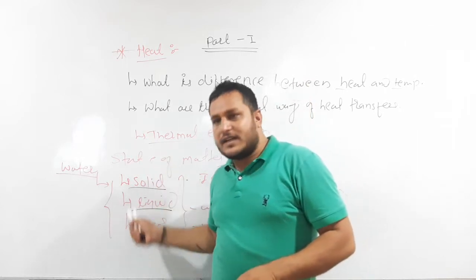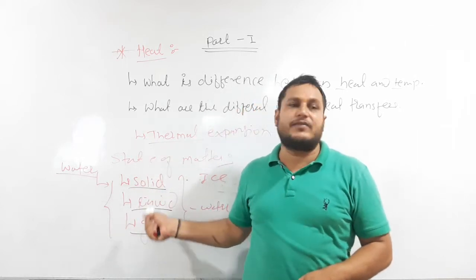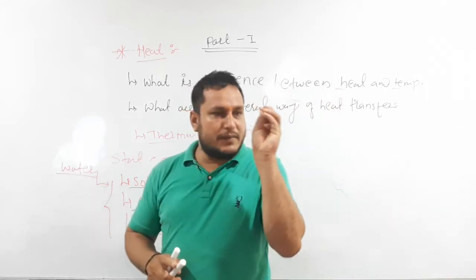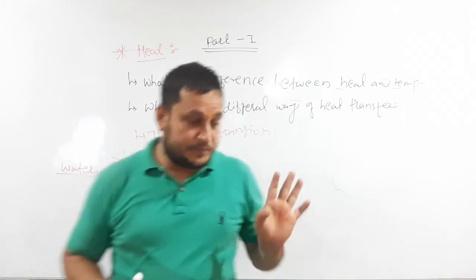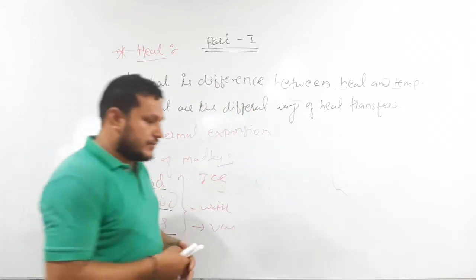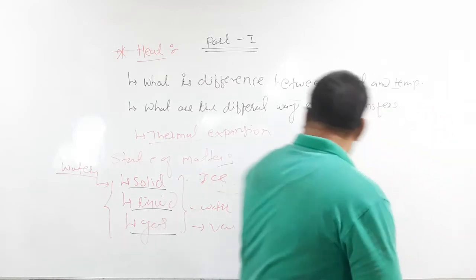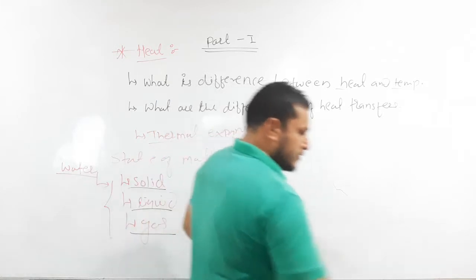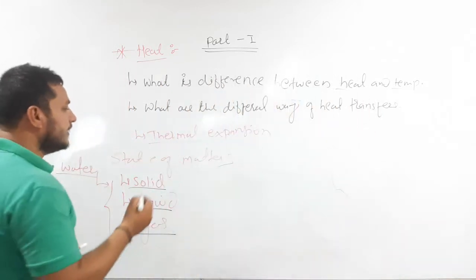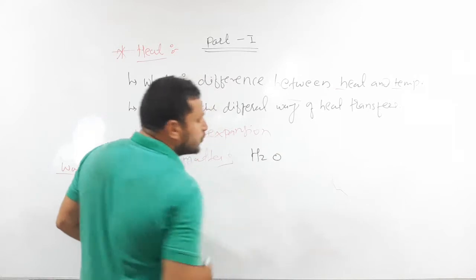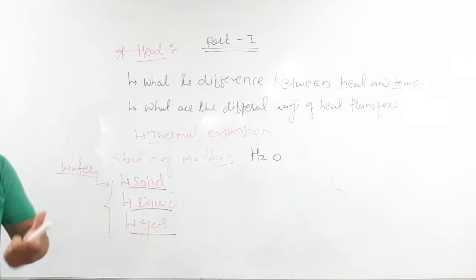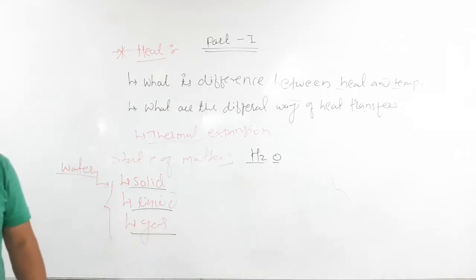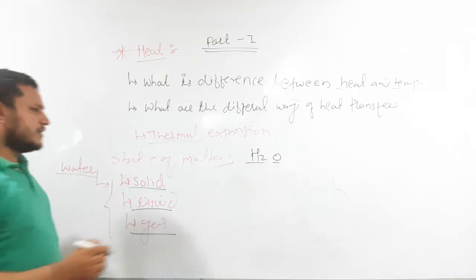Why? Because it is an exceptional property of matter. In the solid state, the density of water is less than in the liquid. Now see how it changes state. Suppose we are taking water as our example. We know very well it is a combination of H2O, two hydrogen atoms and one oxygen atom, which make a droplet of water. That is the basic thing.